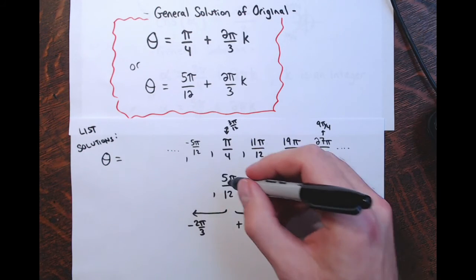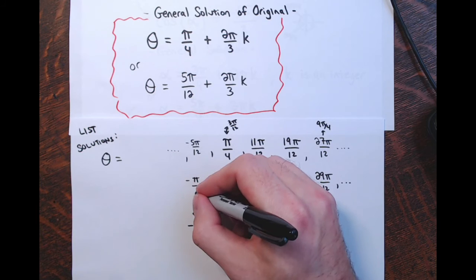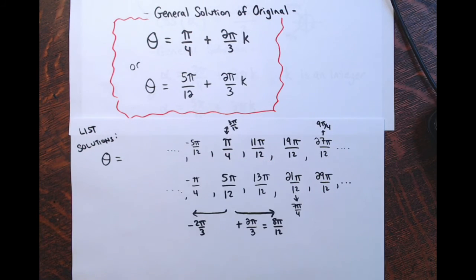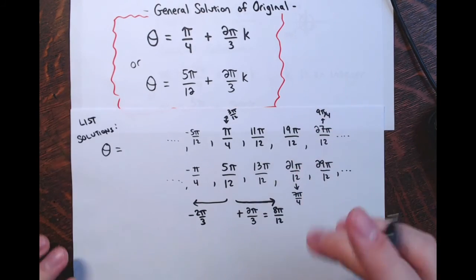And subtracting 2 pi over 3 would give me negative pi over 4, right? Negative 3 pi over 12, but this is negative pi over 4, and those are negatives and they're not going to be counted. But what I've just shown you here are 10 solutions to this equation, 10 of the infinitely many. But they don't want 10, right? They don't want all of these.